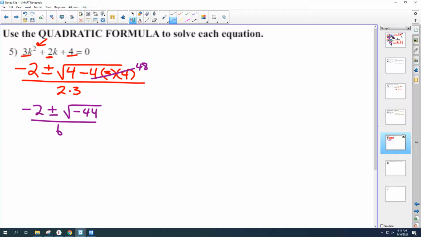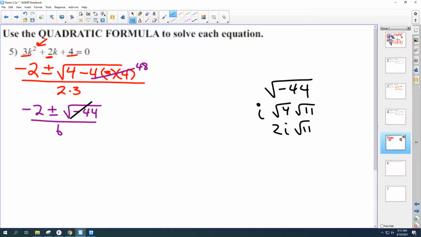Now, here's the next thing that people struggle with. You're going to need to be able to simplify that square root of 44. Now, we know the negative means there's going to be an i in it. But you want to break down the 44 using a square root that you know. We've done this lesson a few weeks ago. I know that I can break 44 into 4 times 11. I like the number 4 because I know the square root of 4. Square root of 4 is 2, so I'm looking at 2 times i times the square root of 11 right there.